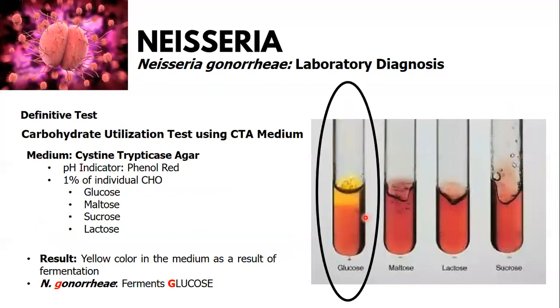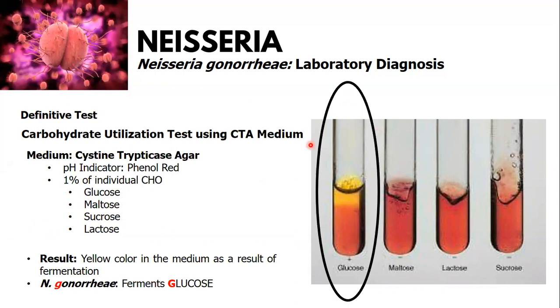So going back, as I said earlier, since the oxidase test is presumptive only for the presence of Neisseria and cannot help us identify which pathogenic species is present, then we can proceed to the definitive tool for identification, which is the carbohydrate utilization test using the CTA medium, or the cysteine trypticase agar.